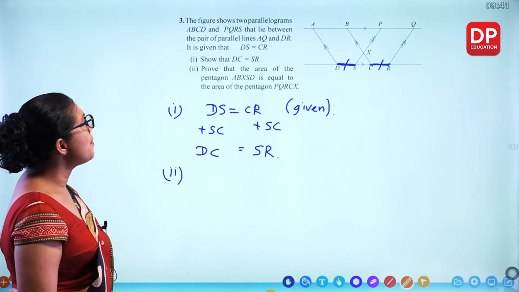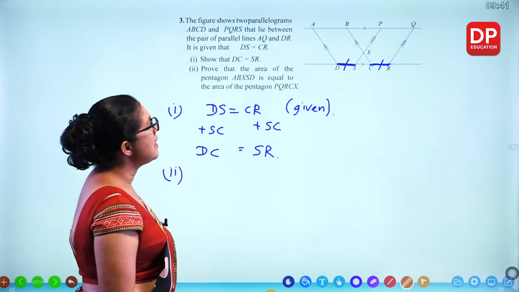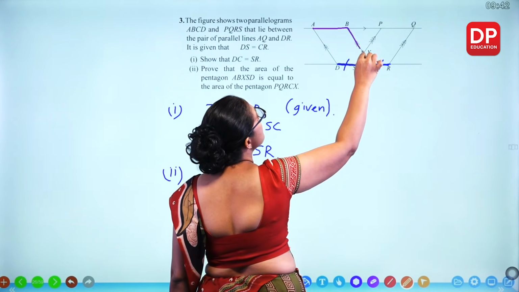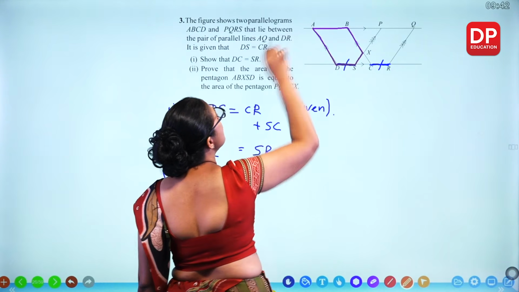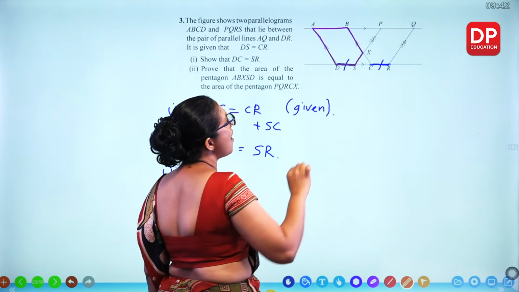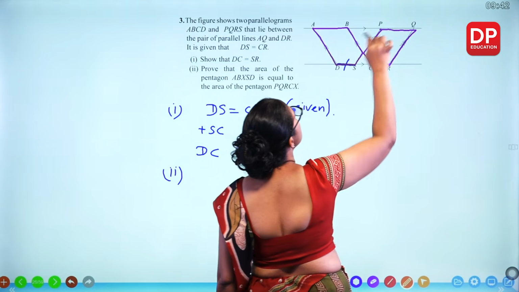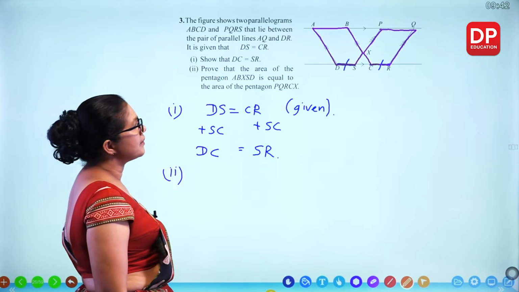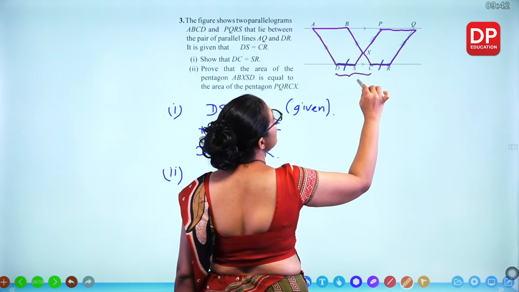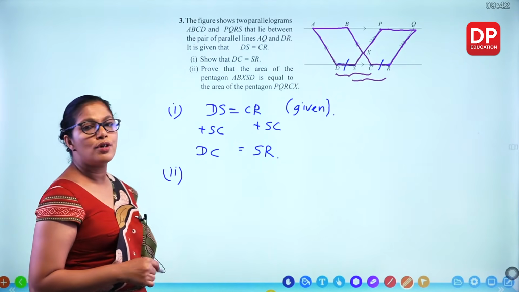Prove that the area of the pentagon ABXSD, ABXSD is this area, pentagon is equal to the area of the pentagon PQRCX. This pentagon. You are asked to show that. From the previous part, we know that this length is equal to this length. Now we'll try to do that.